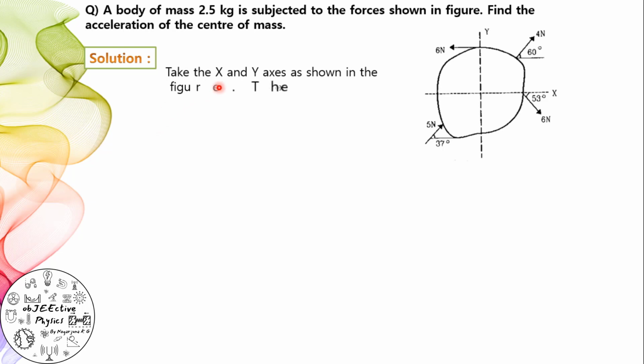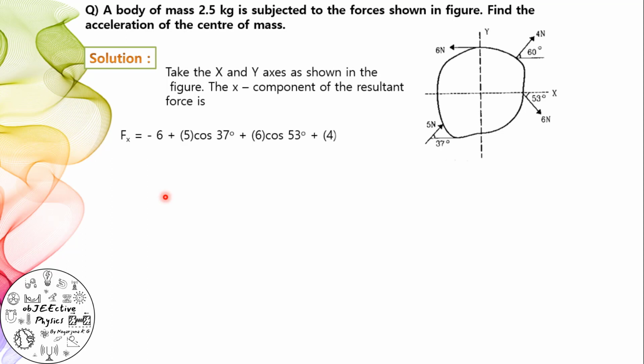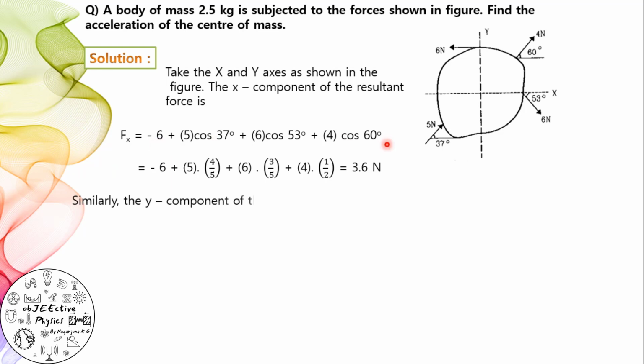Now, take the x and y axes as shown in the figure. The x component, that is the horizontal component, of the resultant force is acting on the body. There are 4 different forces acting. If we resolve these 4 forces into horizontal and vertical components, we will get Fx, the horizontal component of the resultant force, as well as Fy, the vertical component of the resultant force. Observe here, Fx is equal to the horizontal components of all forces. So for the second quadrant 6 Newton force, there is no vertical component for this force.